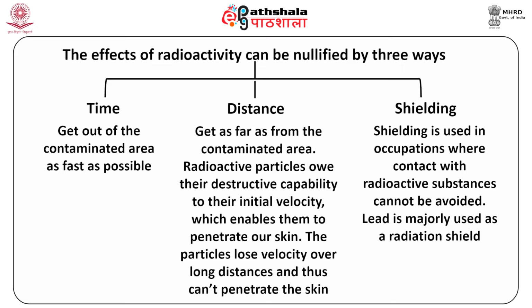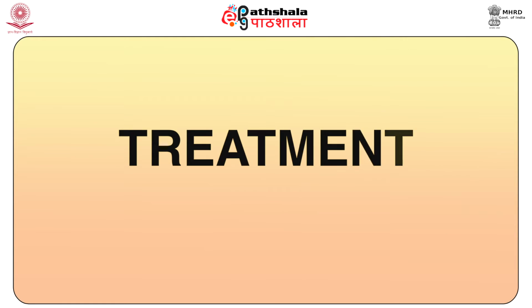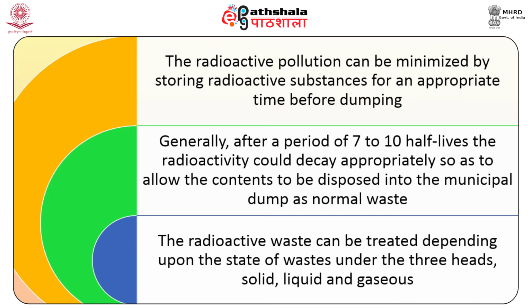Shielding. Shielding is used in occupations where contact with radioactive substances cannot be avoided. Lead is majorly used as a radiation shield. Treatment. The radioactive pollution can be minimized by storing radioactive substances for an appropriate time before dumping. Generally, after a period of 7 to 10 half-lives, the radioactivity could decay appropriately so as to allow the contents to be disposed into a municipal dump or as normal waste.